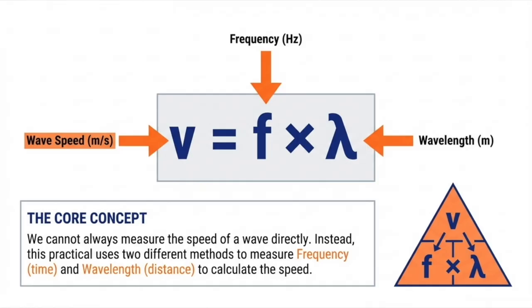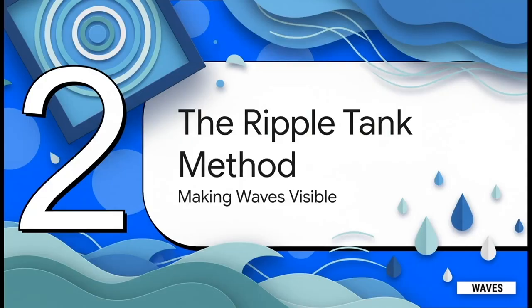This beautiful, simple equation. This is the golden rule that connects our 3 properties. It tells us that wave speed is just the frequency multiplied by the wavelength. Seriously, everything we do from this point on comes right back to this. Right, let's move on to our first practical method.